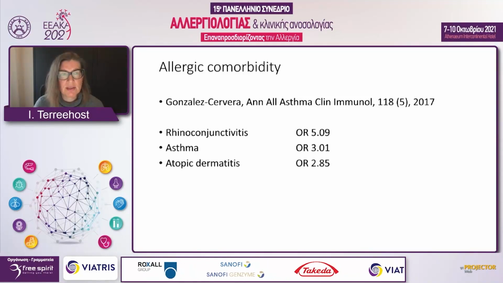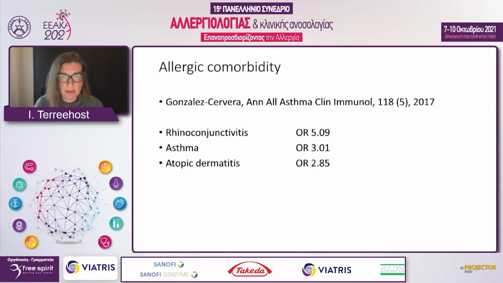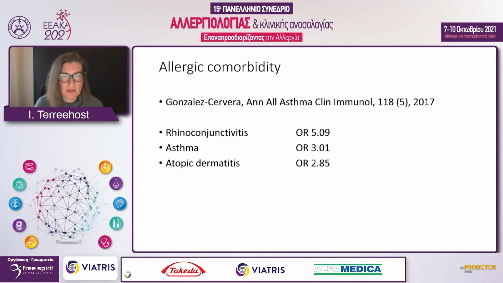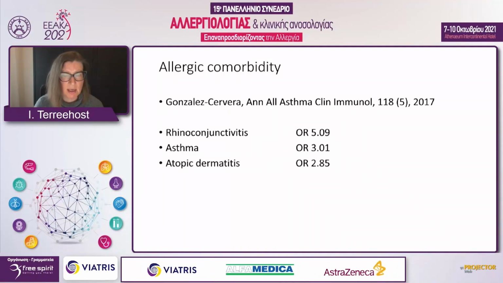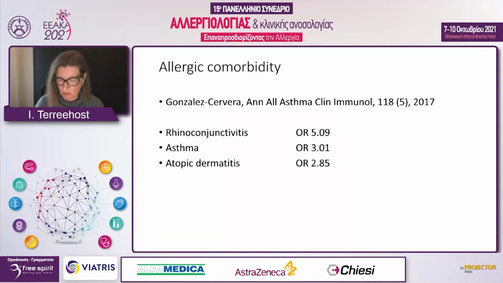One of the first things that was very clear is that there was a high coincidence of allergic comorbidity, as was described by González Cervera in 2017. When you have eosinophilic esophagitis, the odds ratio of having rhinoconjunctivitis is 5, for asthma it is 3, and for atopic dermatitis 2.8. So nowadays it is considered one of the diseases of the atopic syndrome.